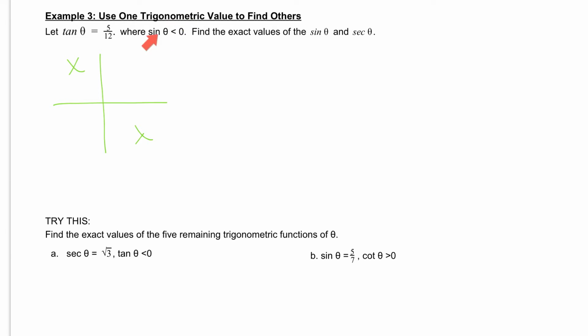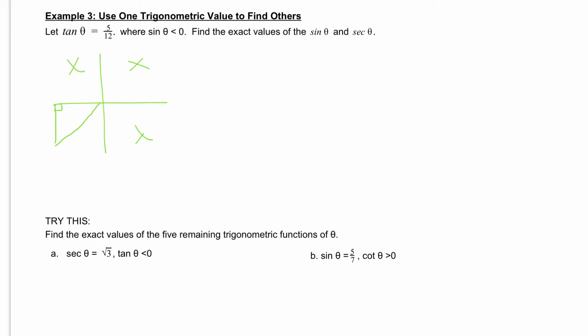Then it also tells us that the sine is less than 0. We're looking for when the y value is negative, which gives us the third quadrant. So we know it can't be in the first quadrant either. So we're going to draw our triangle or our angle in the third quadrant and drop our perpendicular down to the x-axis. You always drop it to the x-axis, never to the y-axis.